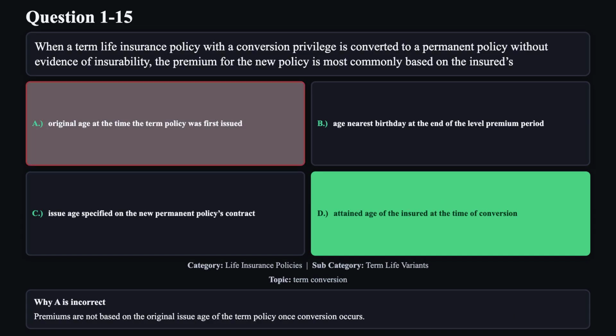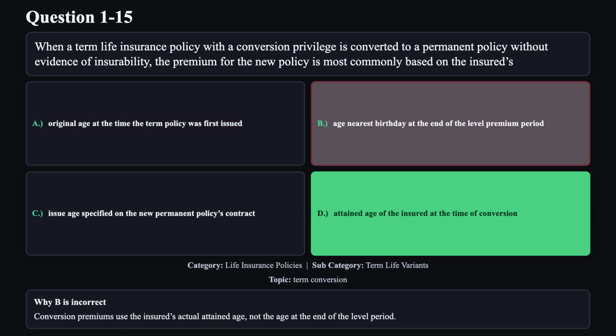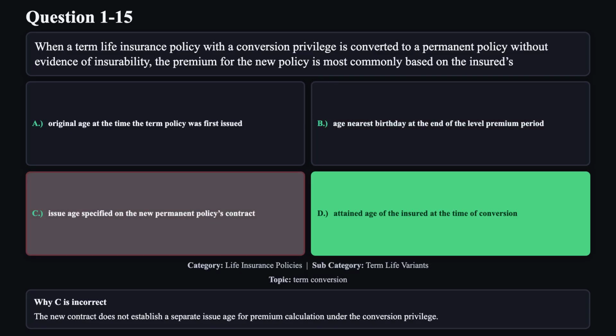Reason A is not correct. Premiums are not based on the original issue age of the term policy once conversion occurs. Reason B is not correct. Conversion premiums use the insured's actual attained age, not the age at the end of the level period. Reason C is not correct. The new contract does not establish a separate issue age for premium calculation under the conversion privilege.